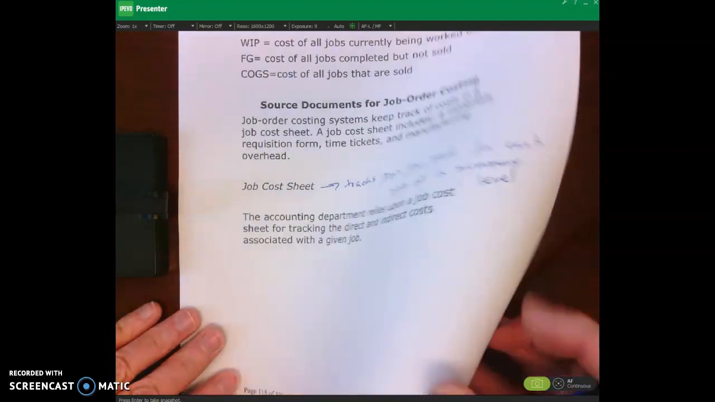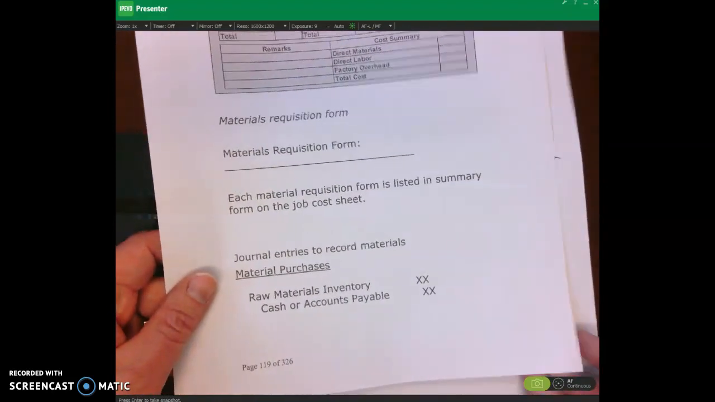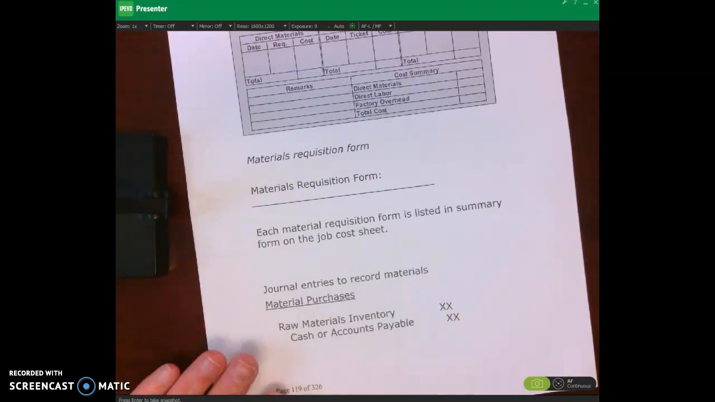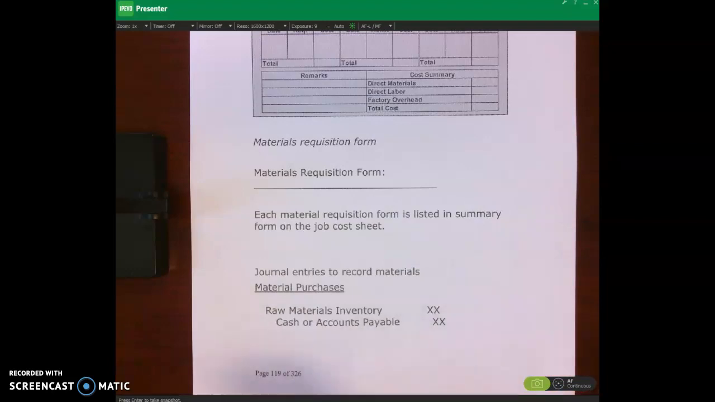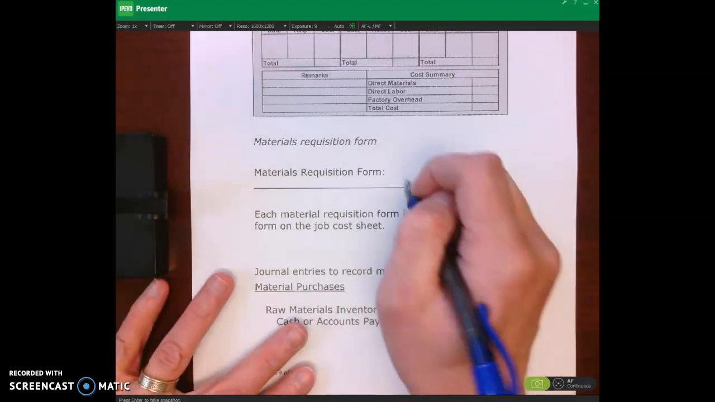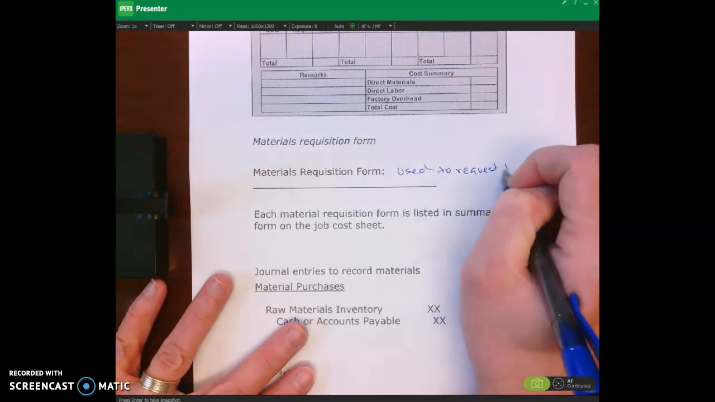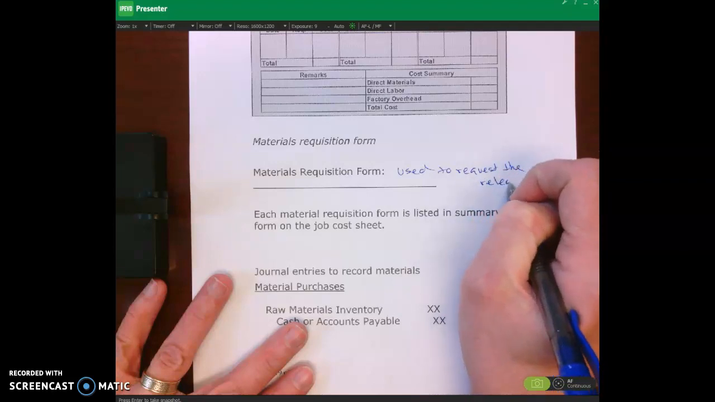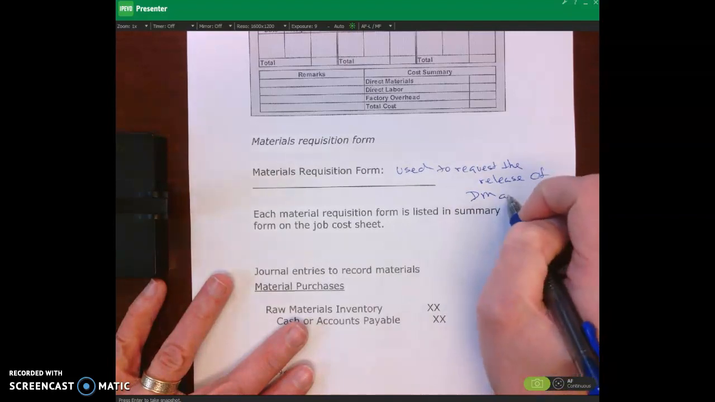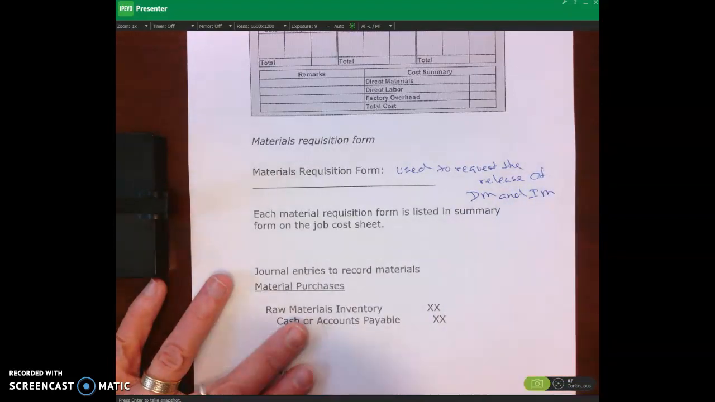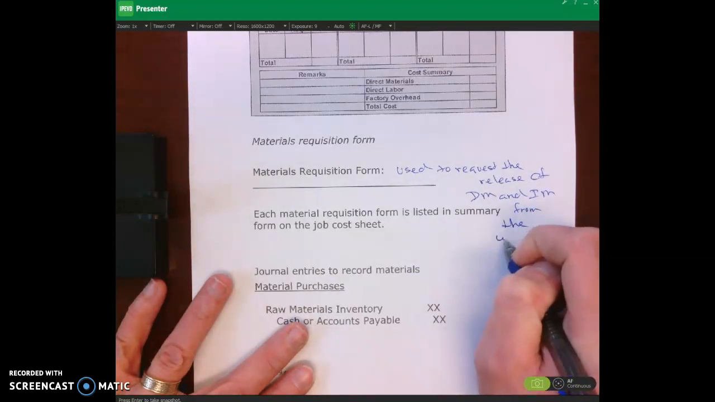Okay? So the next source document that I want to talk about is the materials requisition form. So the materials requisition form, so we'll see right over here, is used to request the release of DM, direct materials, and IM, indirect materials, from the warehouse.